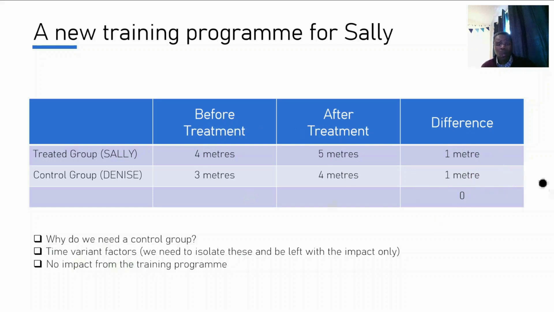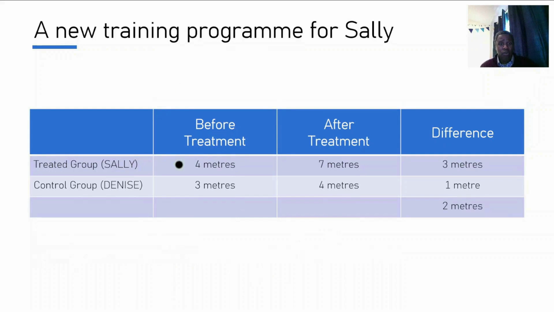But why have they both increased their distances by a meter? Well, this could be due to what we call time variant factors. It could be due to Denise maybe having a rest during the midterm break, or Sally having a new sort of diet, maybe more fiber in her diet, or anything like that. These are the sort of time variant factors that do exist and allow Sally and Denise to jump a little bit further. But in this instance, there's been no impact from Sally's training program.